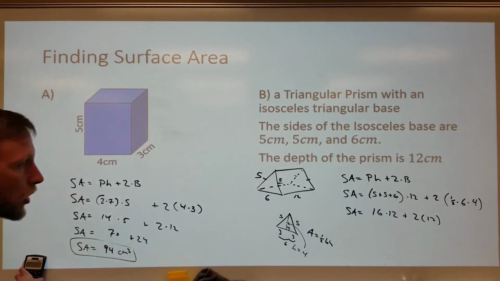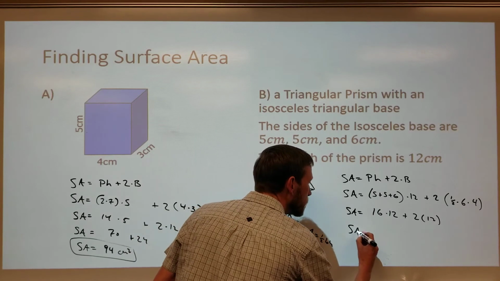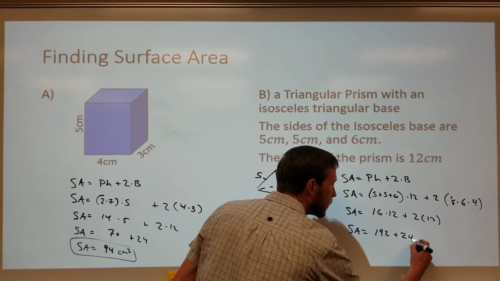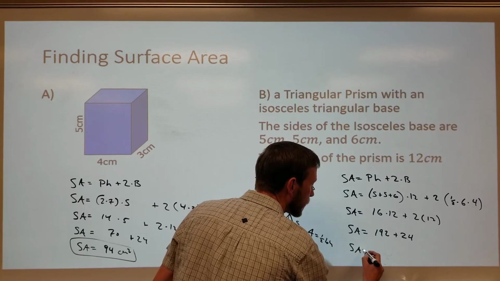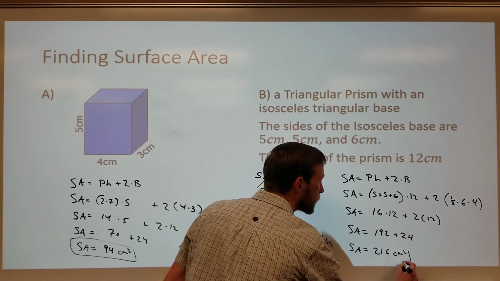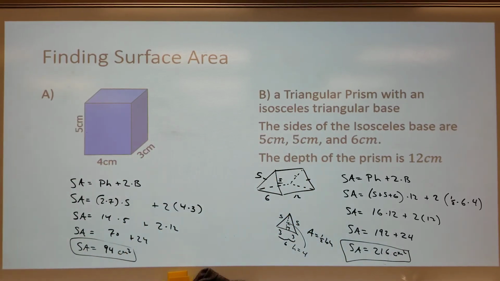And so we can do a little quick calculation here. 16 times 12. I know it's not on our times tables, but we can still do that. 16 times 12 gives us 192. 2 times 12 gives us 24. And then we can add those together to get our total surface area. 216 square centimeters. And so this is how we find surface area for prisms.